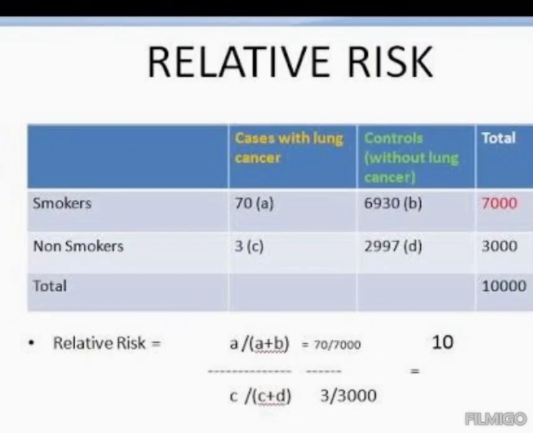Next, case fatality rate. The percentage of deaths occurring among those with the disease is known as case fatality rate. If 4 patients die among 10 cases of meningitis, case fatality rate is 4 by 10 into 100, that is 40%. So the formula is deaths by cases into 100. Next, we will be discussing the mortality rate. The number of deaths within a population over a defined period is known as mortality rate. If 80 people in a town of 10,000 die over 2 years, mortality rate is 4 per 1000 per year, calculated using the formula deaths by population per 1000 per year.